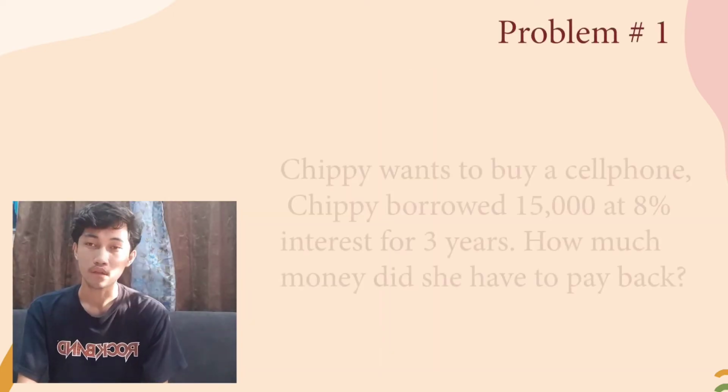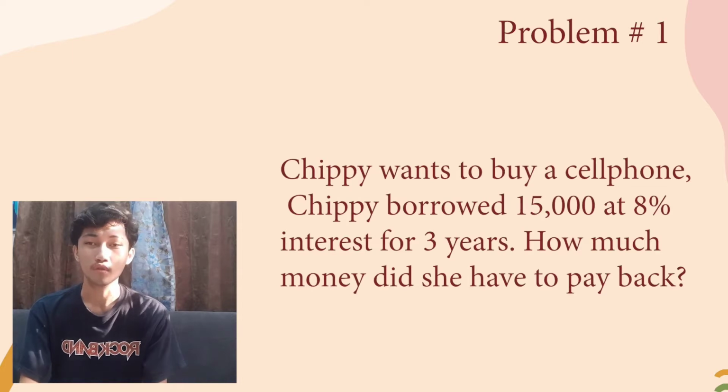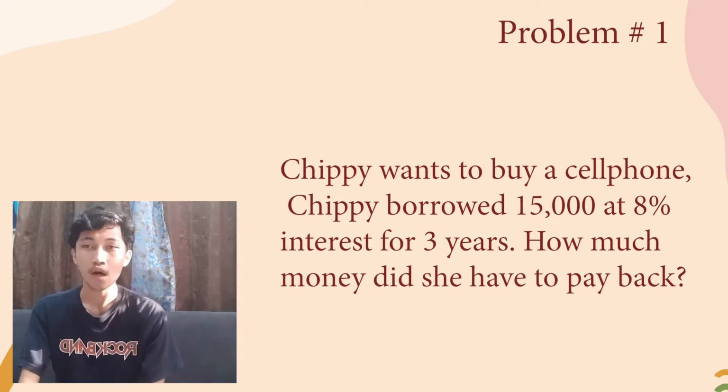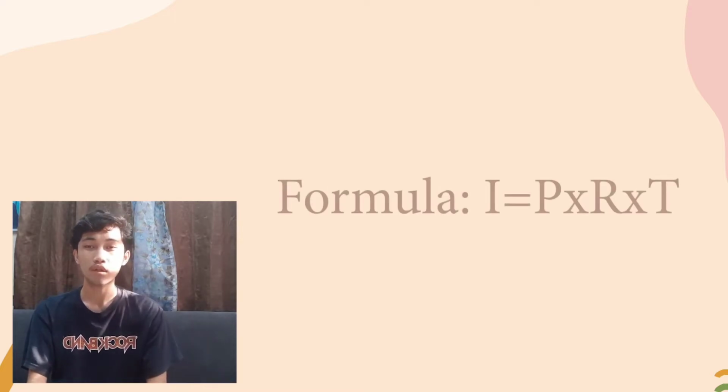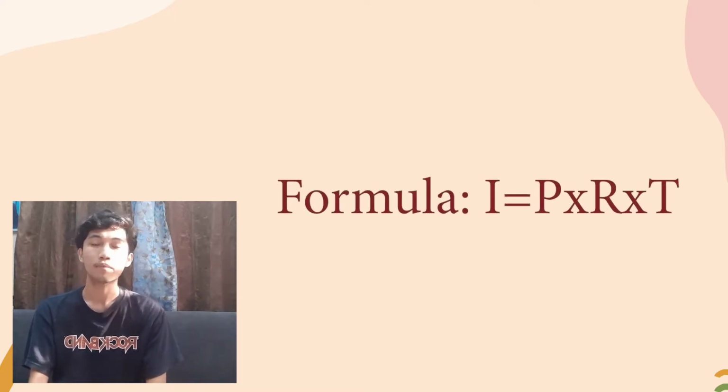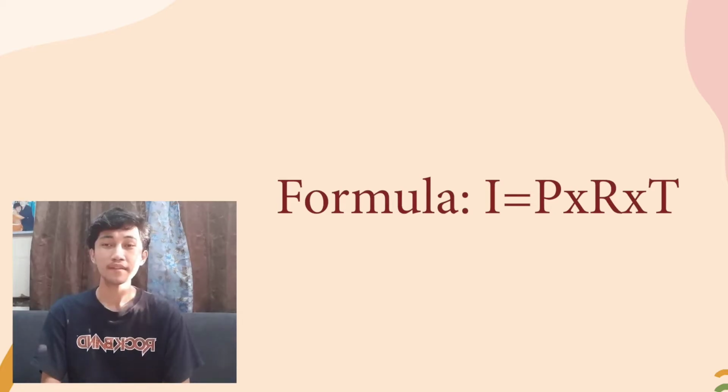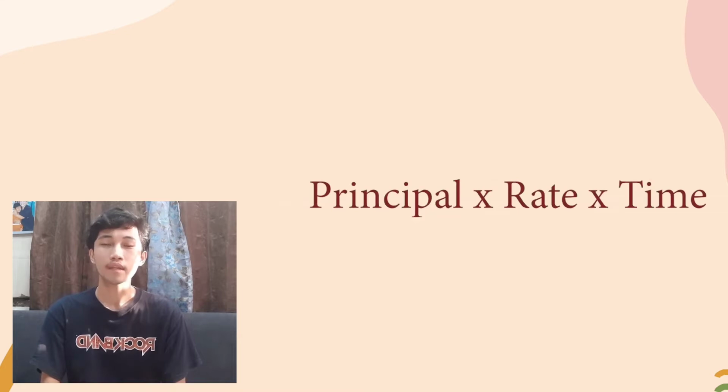Problem number 1. Chippy wants to buy a cell phone. Chippy borrowed 15,000 pesos at 8% interest for 3 years. How much money did she have to pay back? So we will use this formula. Interest equals P times R times T. To find the interest, we just need to multiply principal, rate, and time.